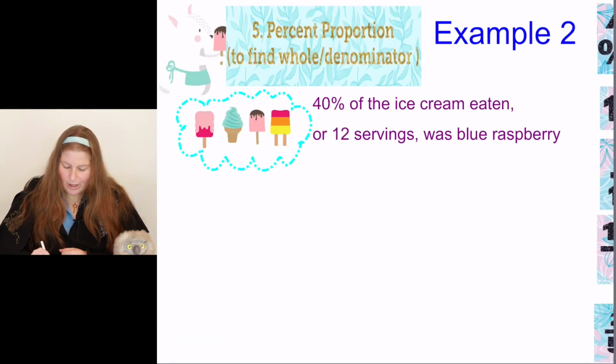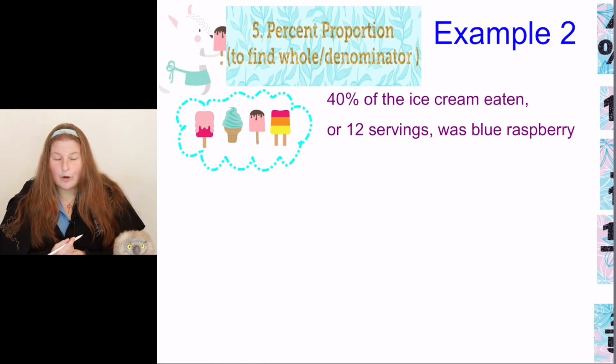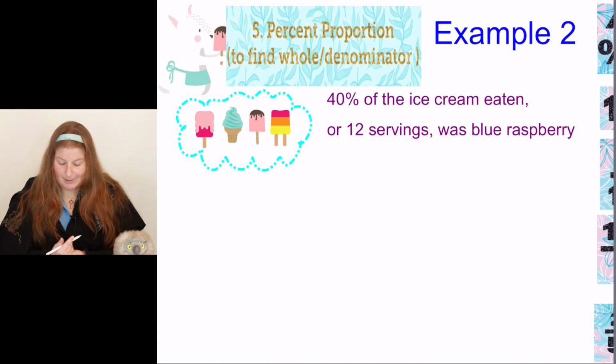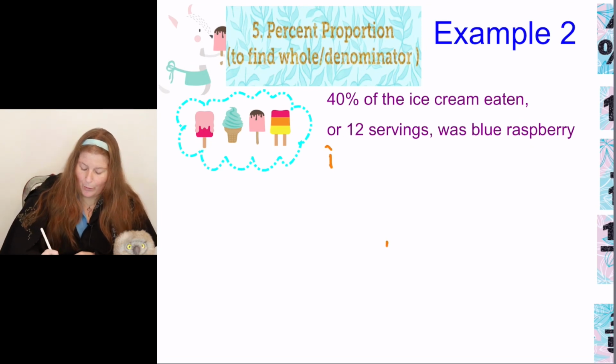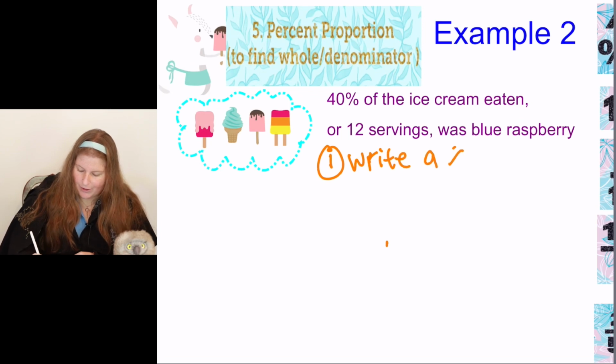This says that 40% of the ice cream eaten, or 12 servings, was blue raspberry. So I want you to follow our 3 steps, number 1, write a percent proportion equation.